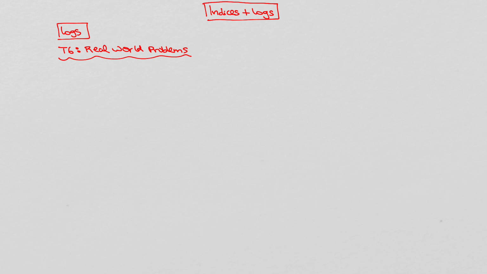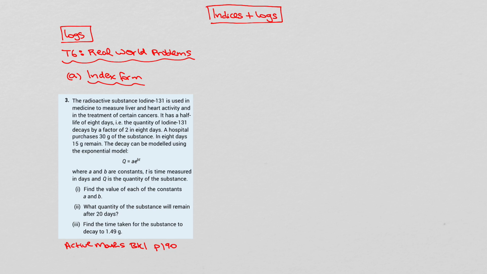So these can range from looking at the Richter scale, looking at the decibel scale, looking at pHs, and even looking at interest rates. So our first example is going to be where our equation is given to us in index form. And we're going to look at our Active Maths textbook, book 1, page 190, and we're going to do question 3 as our example.